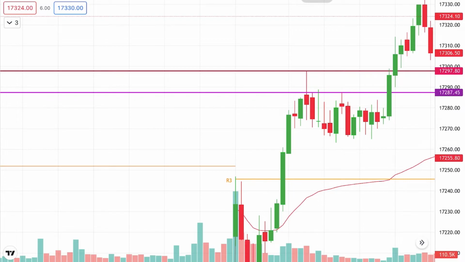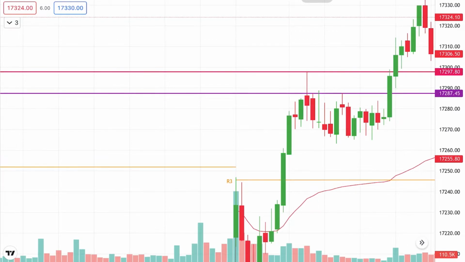He knows that this is just a retracement and not a reversal. Understanding the difference between those two is very important. Okay, see what the market does next.